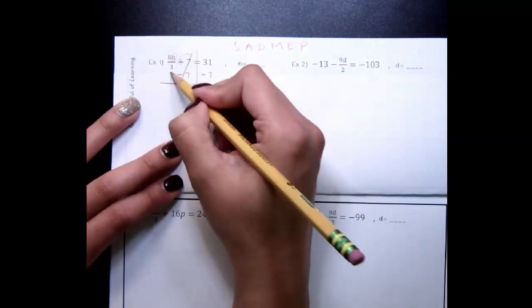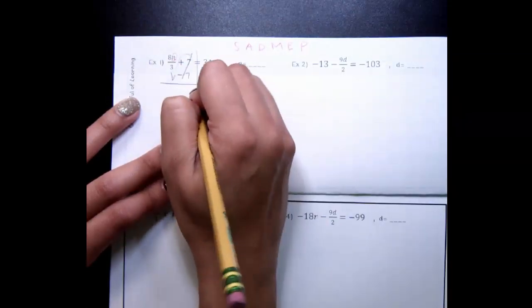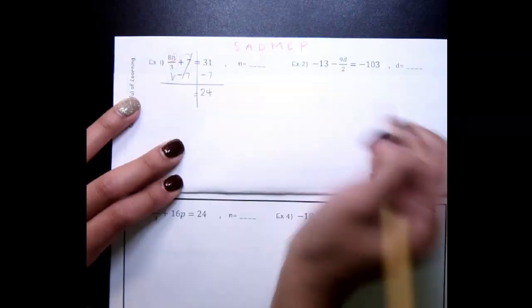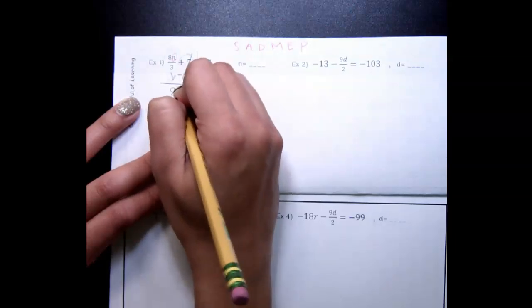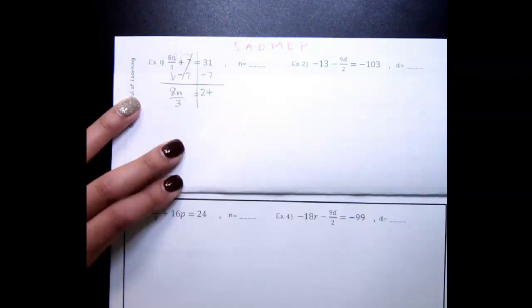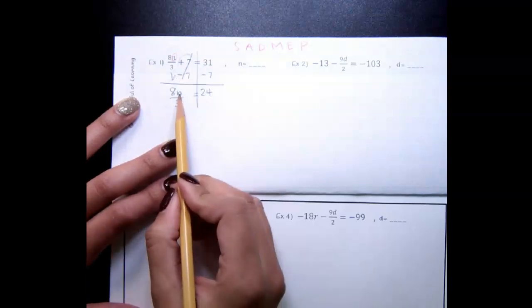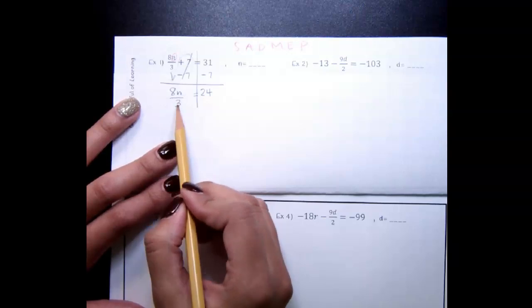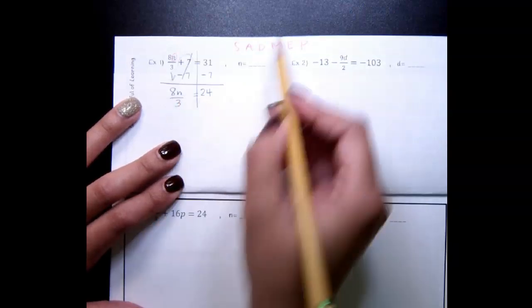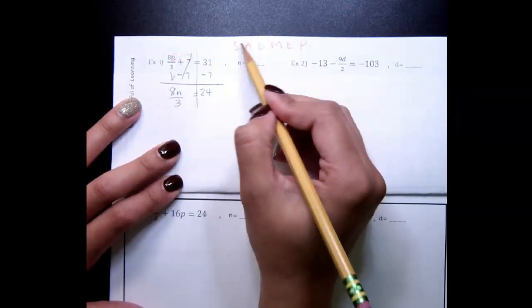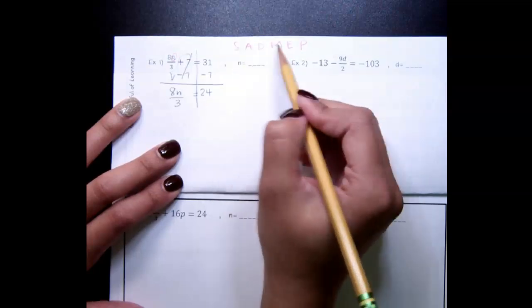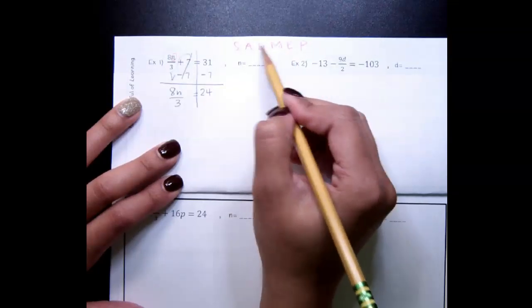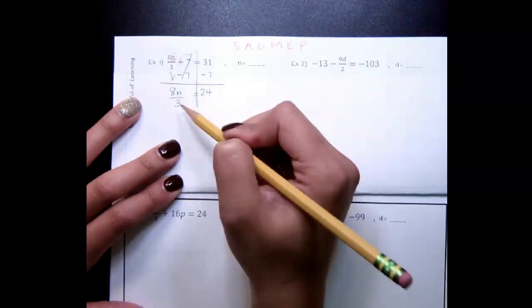Well, I still have all of this, so I'm just going to bring it down. So 24 is on the right, and on the left, I still have 8n over 3. Well, my goal is to get n by itself, so I need to get rid of this 3 first. A fraction is division. Well, what is the opposite of division? Multiplication. There's nothing else I can add or subtract. So then I move on to multiplication and division, or division and multiplication.